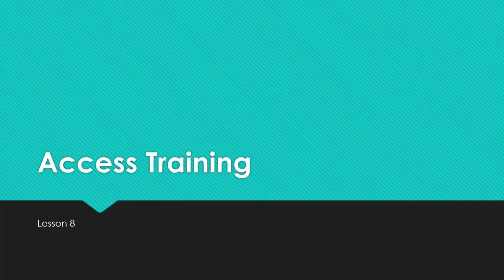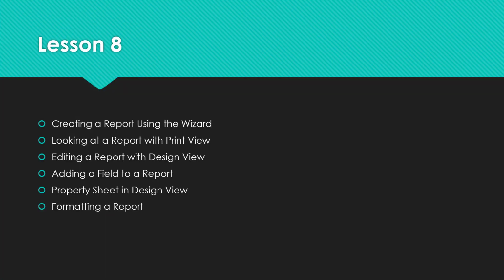Okay, we're getting ready to begin Access Training Lesson 8, and in this lesson we're going to create a report using the wizard. We're going to look at a report within Print View, because as soon as you create the report with the wizard, it goes ahead and throws it into a Print View. We're then going to edit a report in Design View. We're going to look at adding a field to a report. We'll look at the Properties sheet in the Design View, and then we'll also look at formatting of a report.